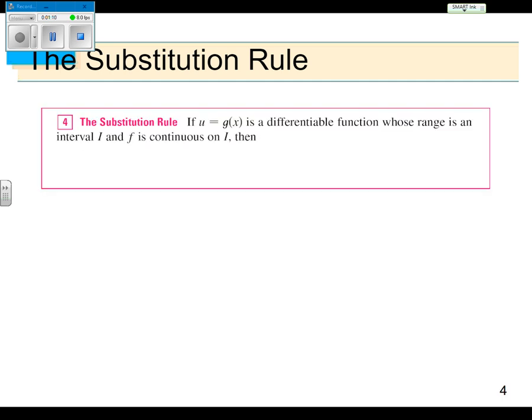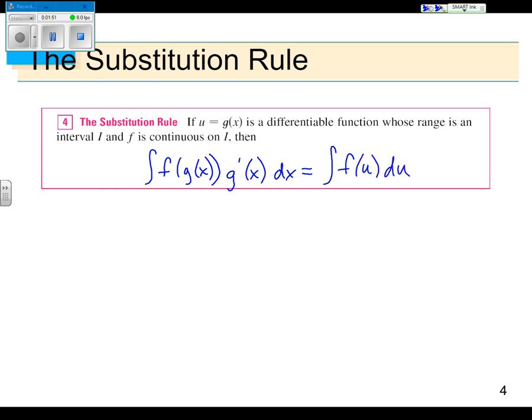Okay, so let's formally introduce the substitution rule. It says if you've got u equals g of x, and that's a differentiable function whose range is an interval I, and f is continuous on I, then what we can conclude is that the integral of f of g of x, so we're going to have that composite function right there, times the derivative of g, the inside, dx, can simply be written as the integral of f of u du. That makes it look a lot harder than what it actually is.